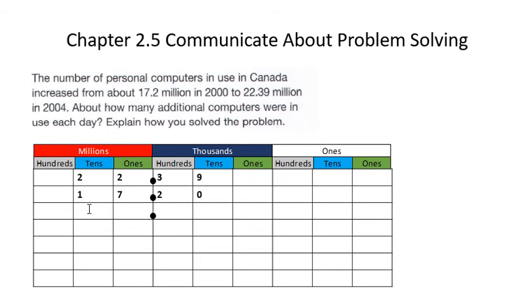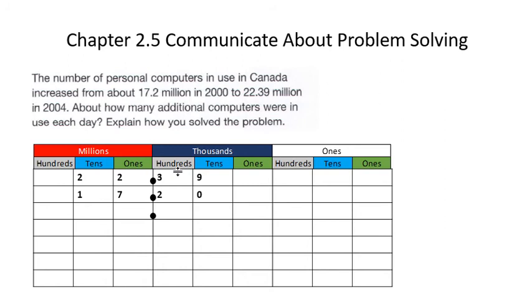So I've written the numbers down here. The 22.39 million was the year 2000. The 17.20 million is the year 2004. Actually, that's reversed. 22.39 is from 2004, and 17.20 is from the year 2000. So here are our numbers.